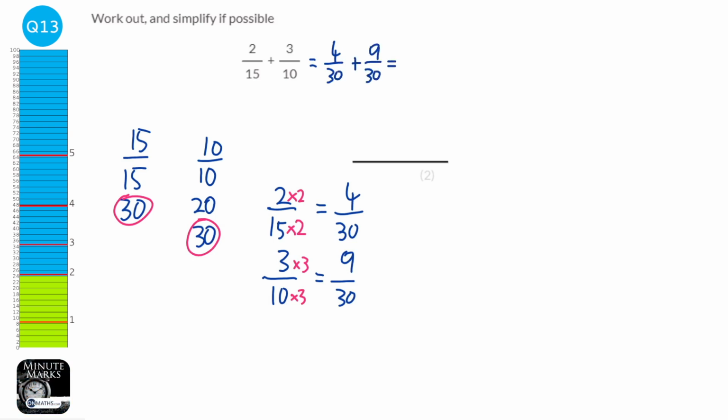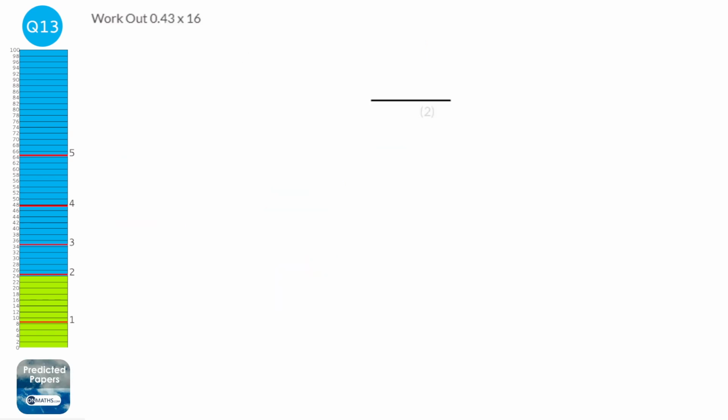When the bottoms of the fractions, the denominators, are the same, we just add the tops, we add the numerators. So that would be 13 over 30. Can we simplify it? Well, 13 is a prime number and 13 doesn't go into 30. So our answer is 13 over 30.